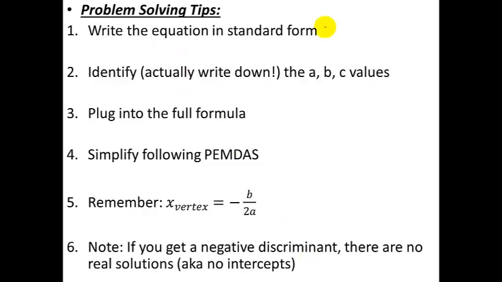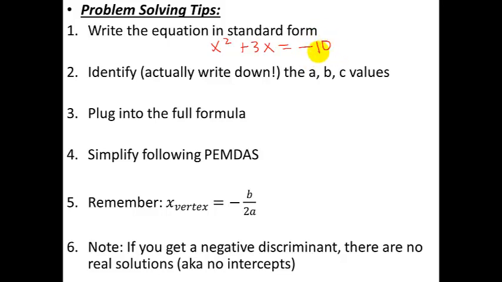First one, write the equation in standard form. This is a pretty obvious one, but sometimes we forget. This only works if you have the equation in standard form. So if you have something that starts off, say, x squared plus 3x equals negative 10. This is not in standard form, and therefore you cannot start the quadratic formula.